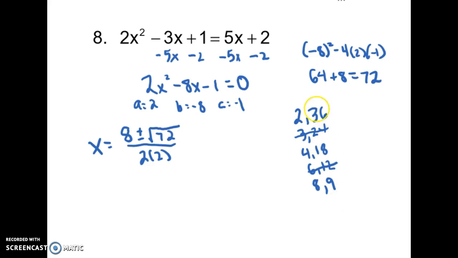The one that has the biggest perfect square would be this one. And the square root of 36 is 6. That's going to be a nice whole number. The square root of 2 is just going to remain. So when I simplify that radical, it's going to become 8 plus or minus 6 square root of 2. And the denominator is 4.